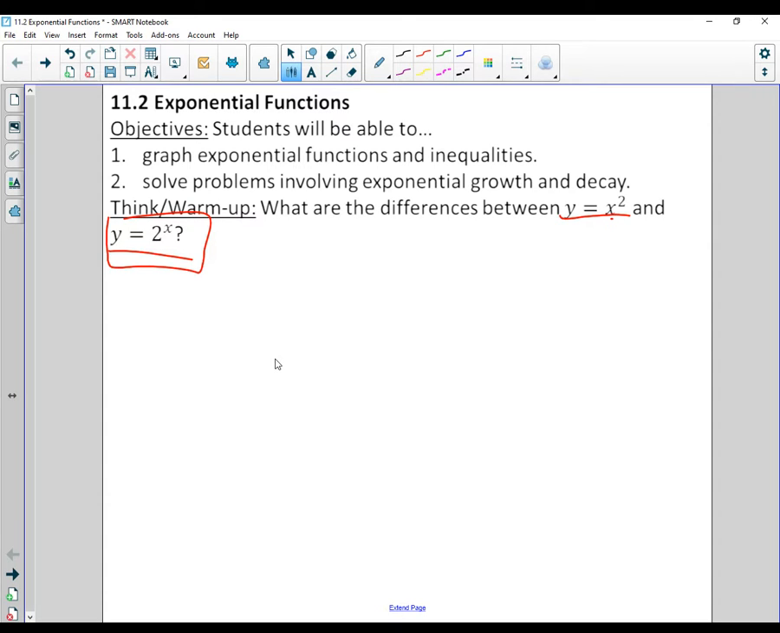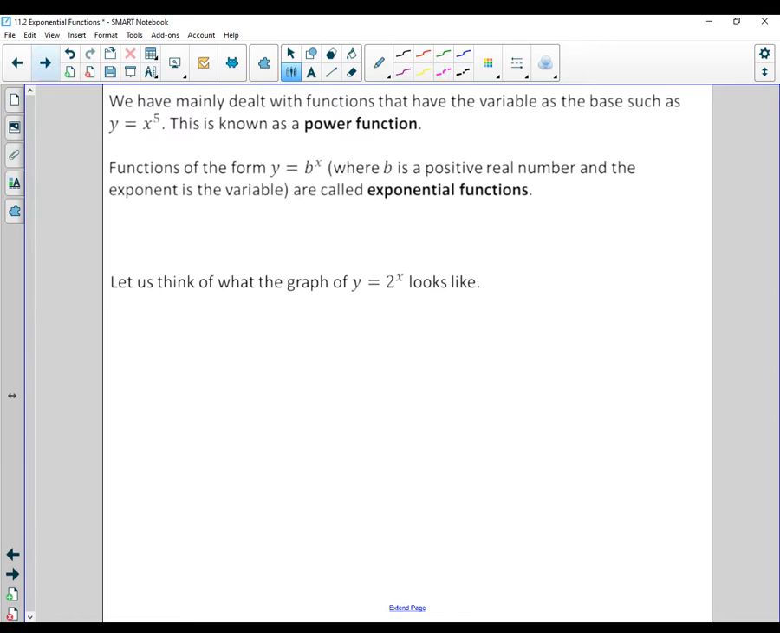That doubles a lot faster than 1 squared is 1, 4, 9, 16, 25, 36. You see how this one goes up a lot faster as x goes up? That's the big idea. We also have functions that have a variable as the base, such as y equals x to the 5th. This is known as a power function. I wouldn't worry about that.